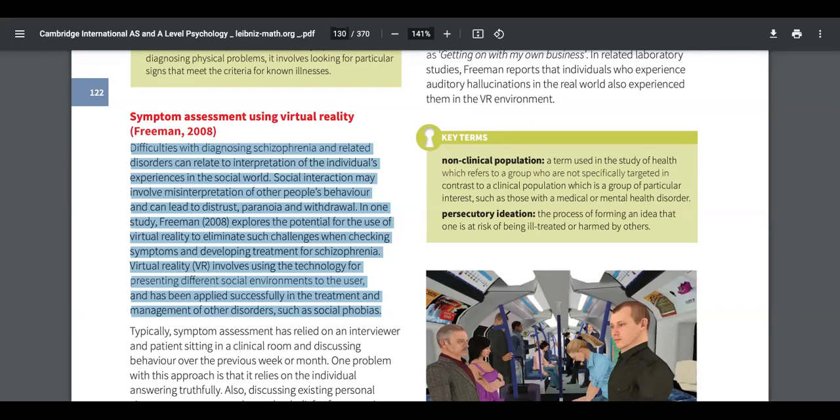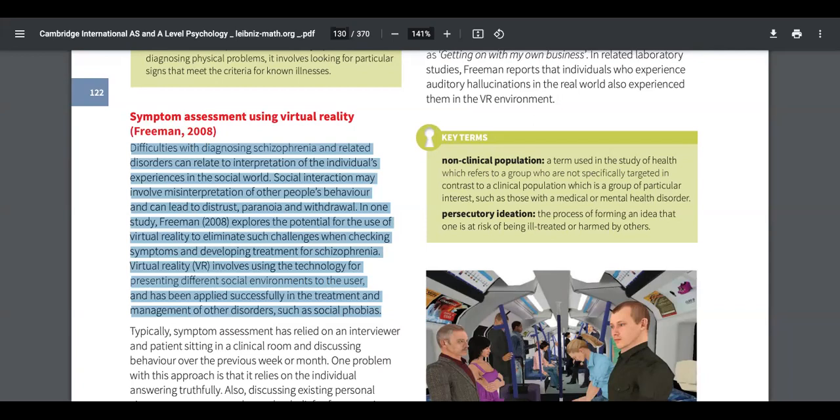So the goal of Freeman here was to use virtual reality, which is basically technology, to eliminate this effect of not knowing. He wanted to make sure that we could not only understand the symptoms, but also develop a treatment for it. That was the main aim of the study. Generally, all of the behaviors are misinterpreted, and that is how you formulate delusions and hallucinations. But how does that misinterpretation take place in a social interaction? That is what he wanted to look at.